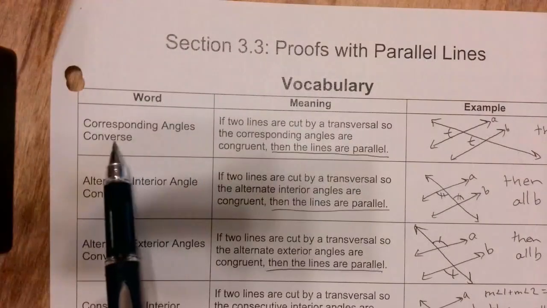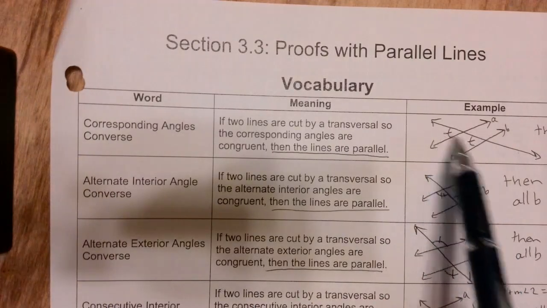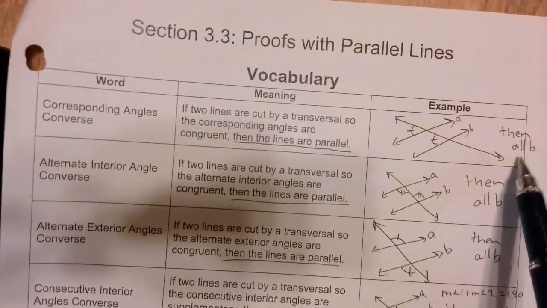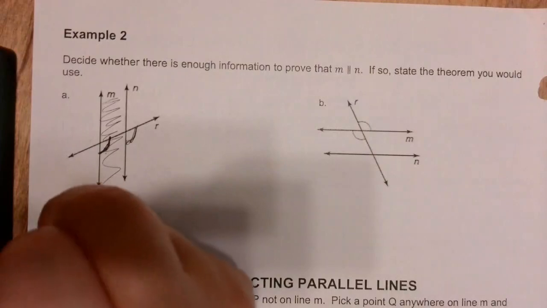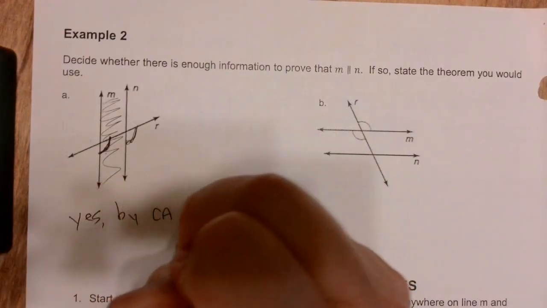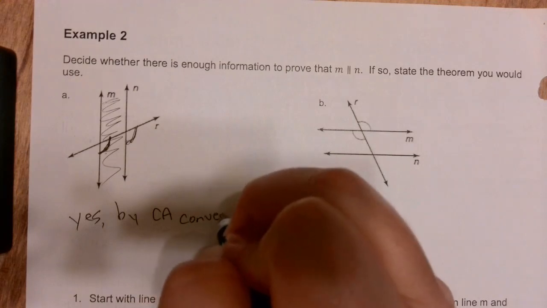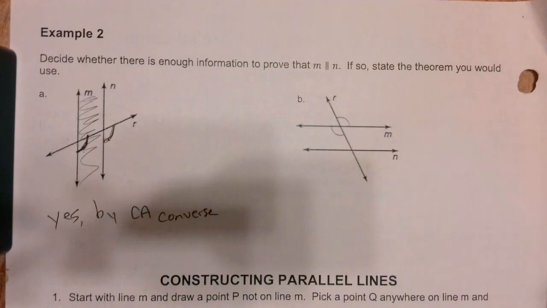Well, according to the corresponding angles converse, when corresponding angles are congruent, then the lines are parallel. So, is there enough information? Yes, by the corresponding angle converse. All right, what about B?